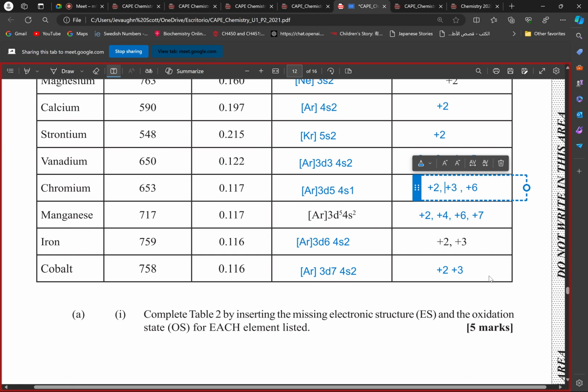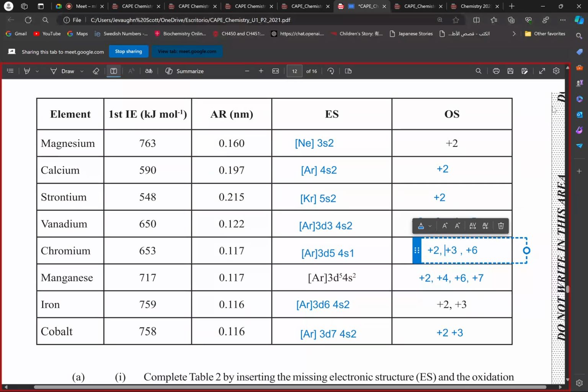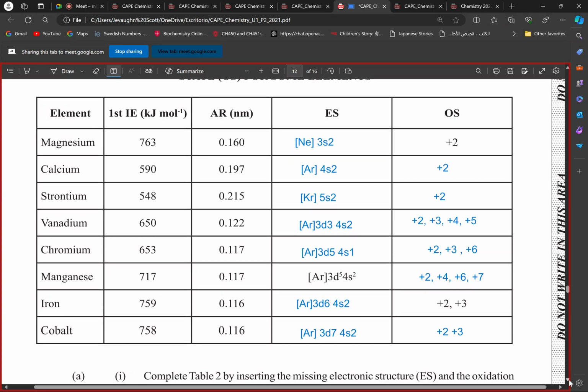Sir, could you please scroll down? I want to screenshot the table. Alright, so we have that there. We generally use +3 and +6, but there is a stable +2 oxidation state for chromium, so sure.